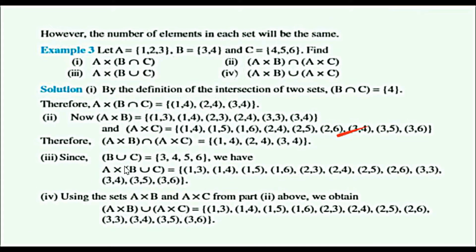Now the next is B union C. What are you going to get in B union C? 3, 4 and 4 is there, so 3, 4, 5, 6. This is B union C. When we multiply A cross B union C, A is 1, 2, 3, so just multiply this with this, the Cartesian product. This is the result. Finally, A cross B union A cross C: A cross B you just got from here, A cross C you just got from here. So let us find the union: combine them and avoid repeating the duplicates.